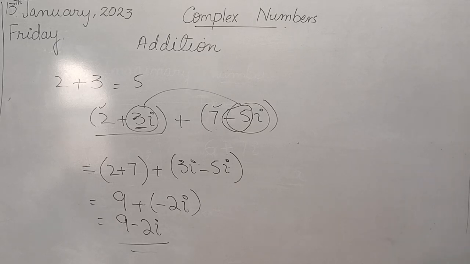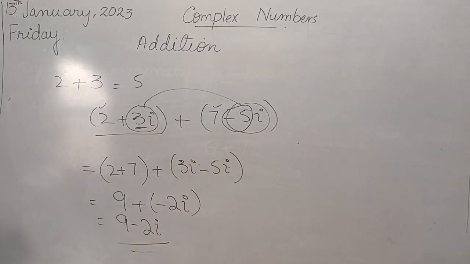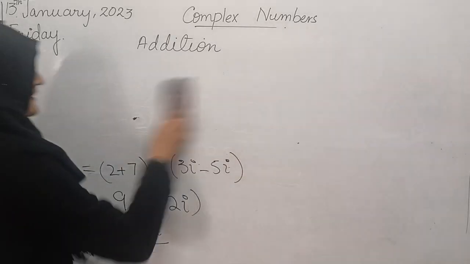Clear? See another example. If we have two different complex numbers, we can easily add them by adding their real part with real part and imaginary part with imaginary part. See another example.